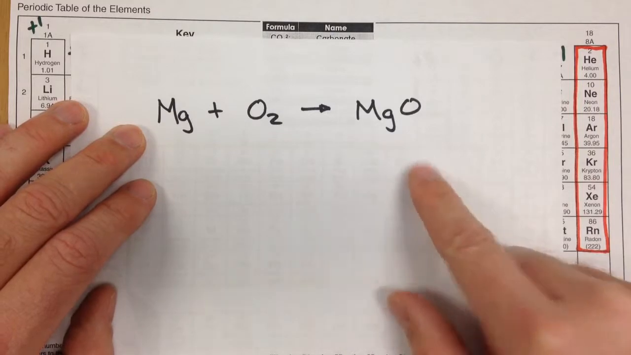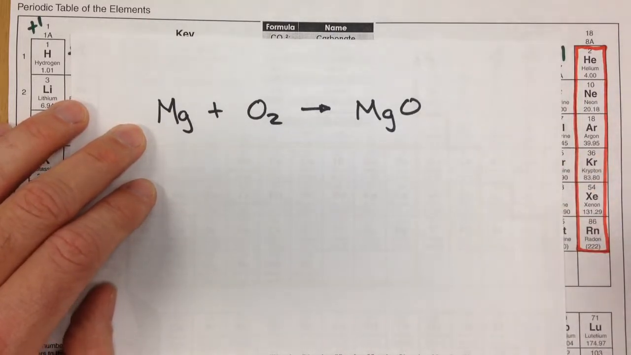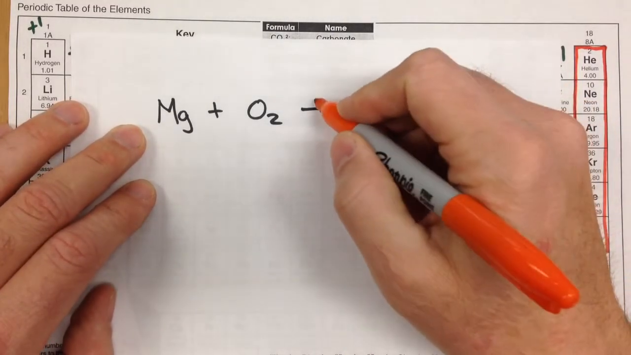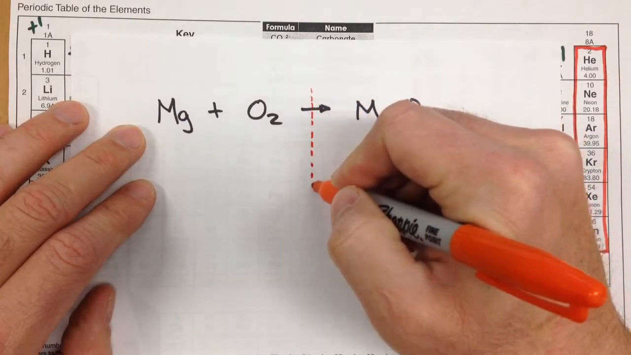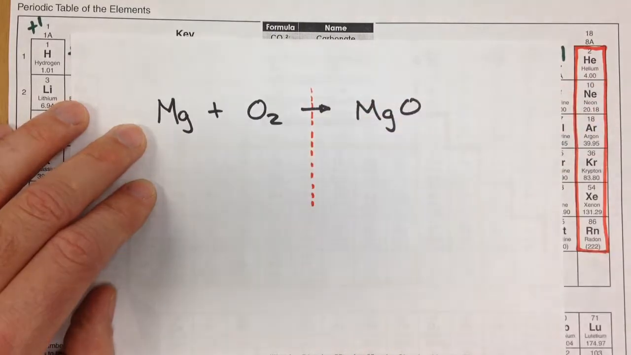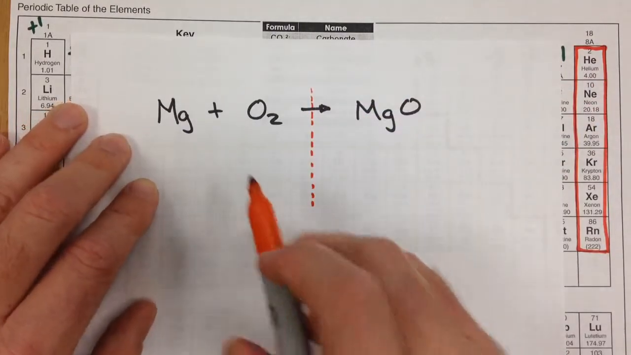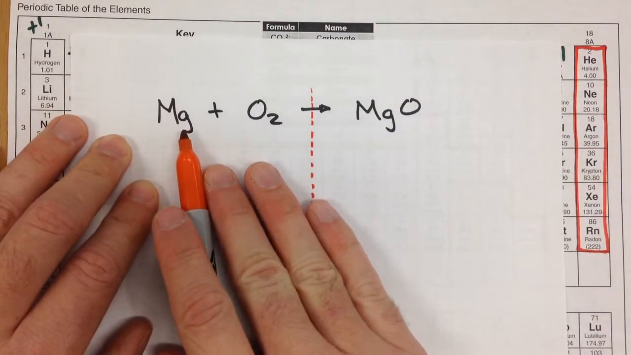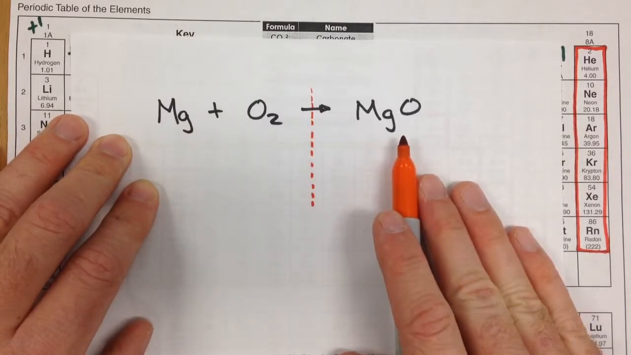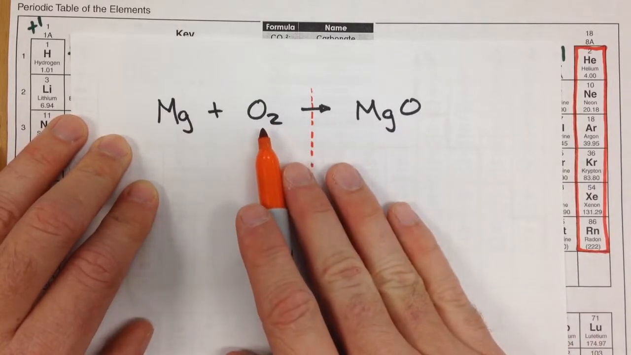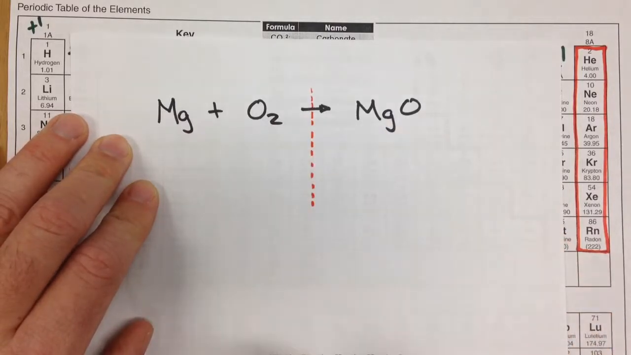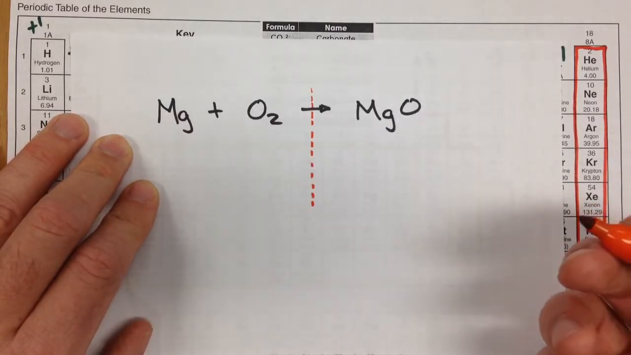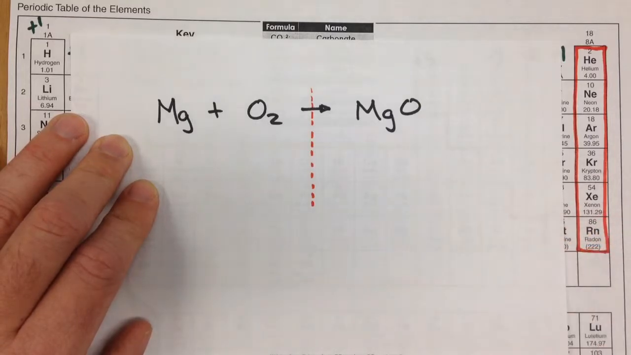So now we need to balance this. When I look at this equation, I'm going to divide it in half, and I'm always going to divide equations in half at the yields symbol. At that arrow, that's where I'm going to divide my reaction in half. I need the total number of magnesiums on the left to be the same as the magnesiums on the right. I need the total number of oxygens on the left to be the same as the number of oxygens on the right. As soon as they are, the equation is balanced and it follows the law of conservation of mass. So let's get to it.